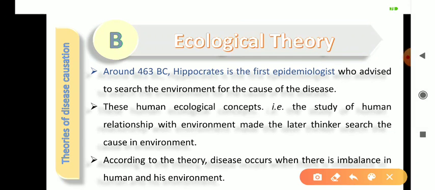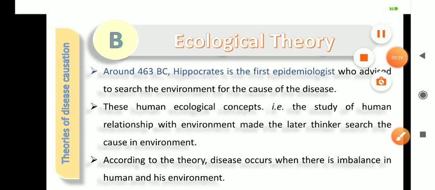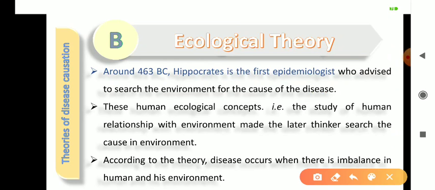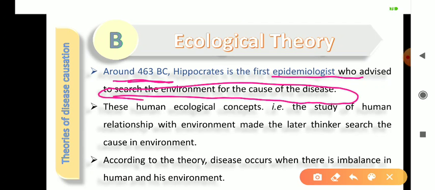By the name itself, ecological means related to our environment. Okay, around 463 BC, Hippocrates, the first epidemiologist, advised to search the environment for the cause of disease. Means he started to search in the environment for the cause of disease.